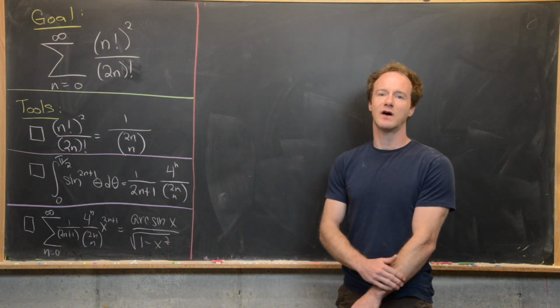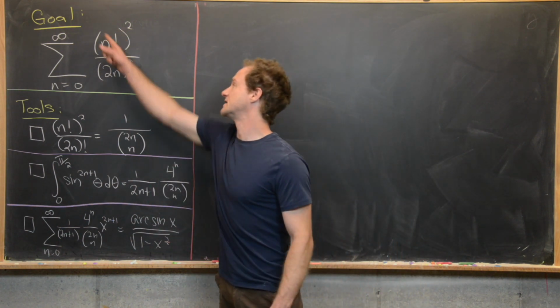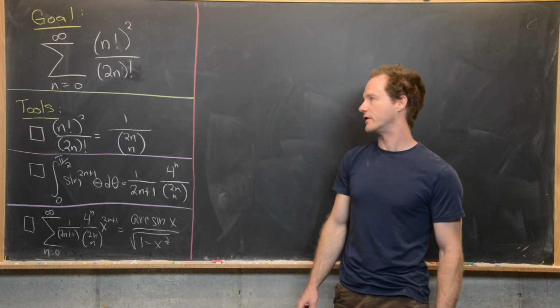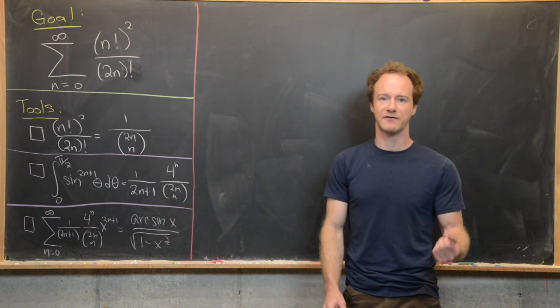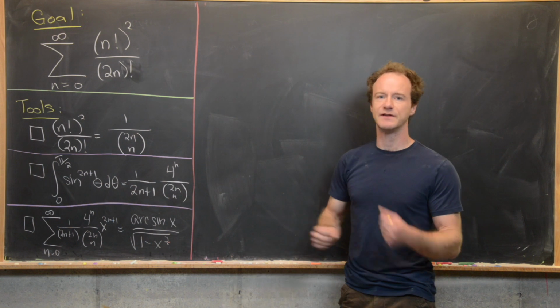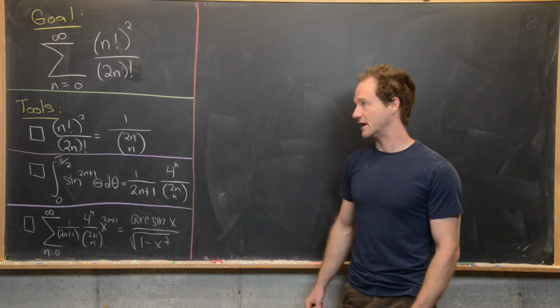I think there are two unexpected things about this series. First of all, it converges in the first place, because we've got this n factorial squared in the numerator, which is huge. But that means that this 2n quantity factorial in the denominator gets even bigger. And then the value that it converges to is also a little bit interesting.